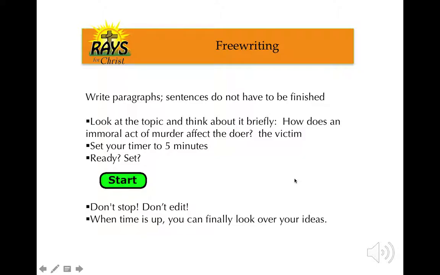So I want you to set your timer for 5 minutes, and I just want you to write. Just start writing, okay? The question, how does an immoral act of murder affect the doer and affect the victim, besides him losing his life? On your marks, get set, go. Make sure to pause this.